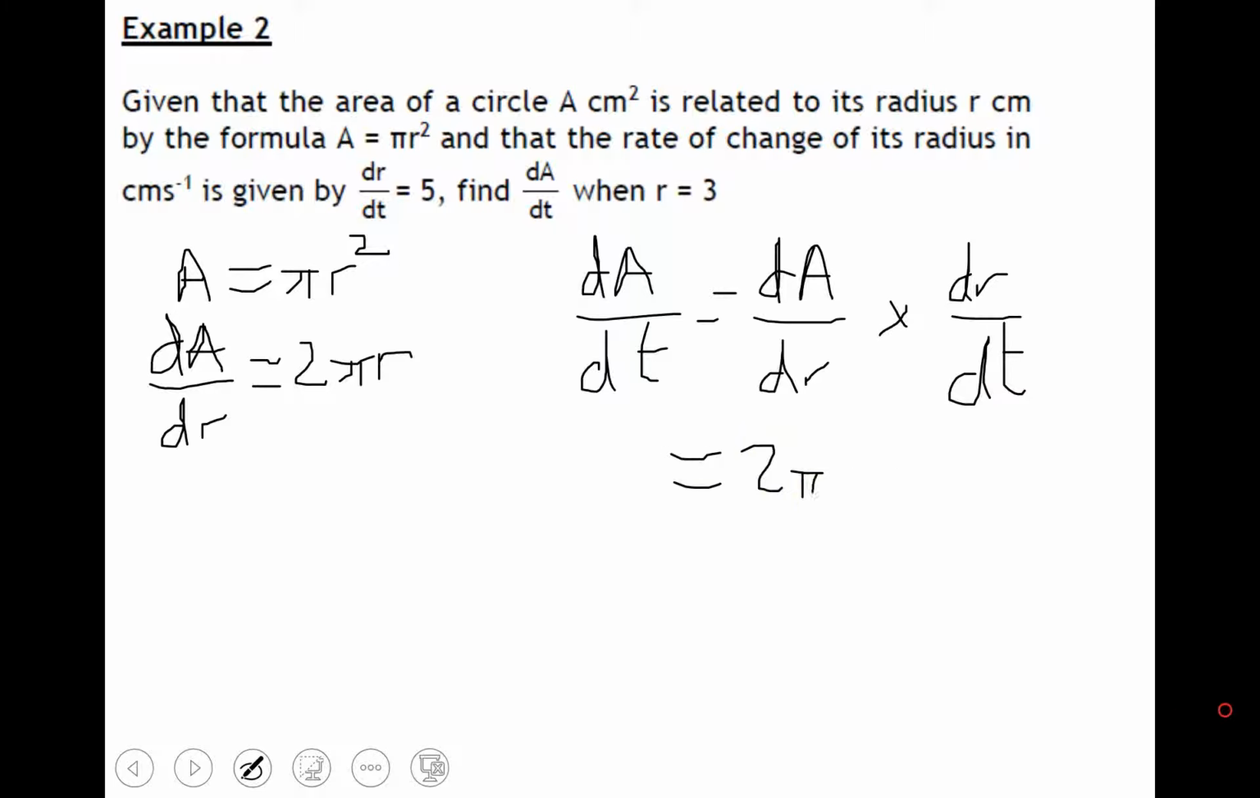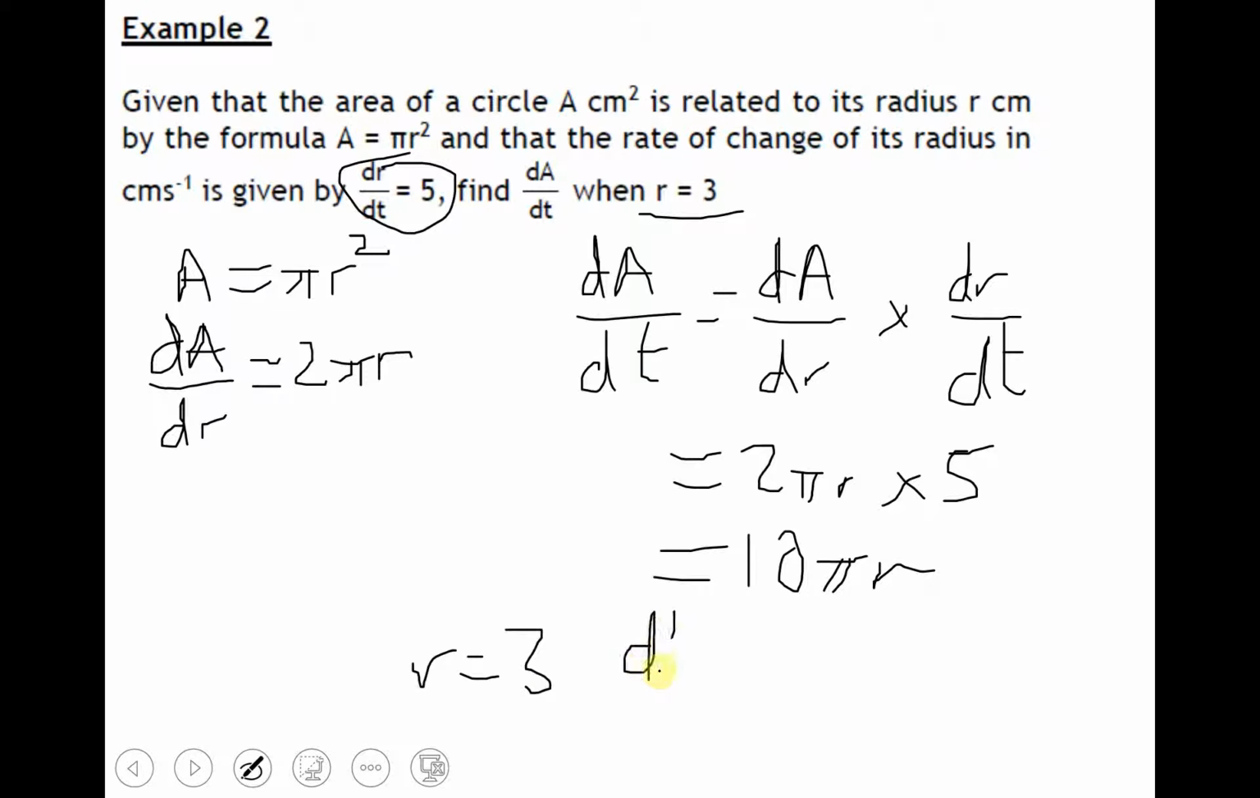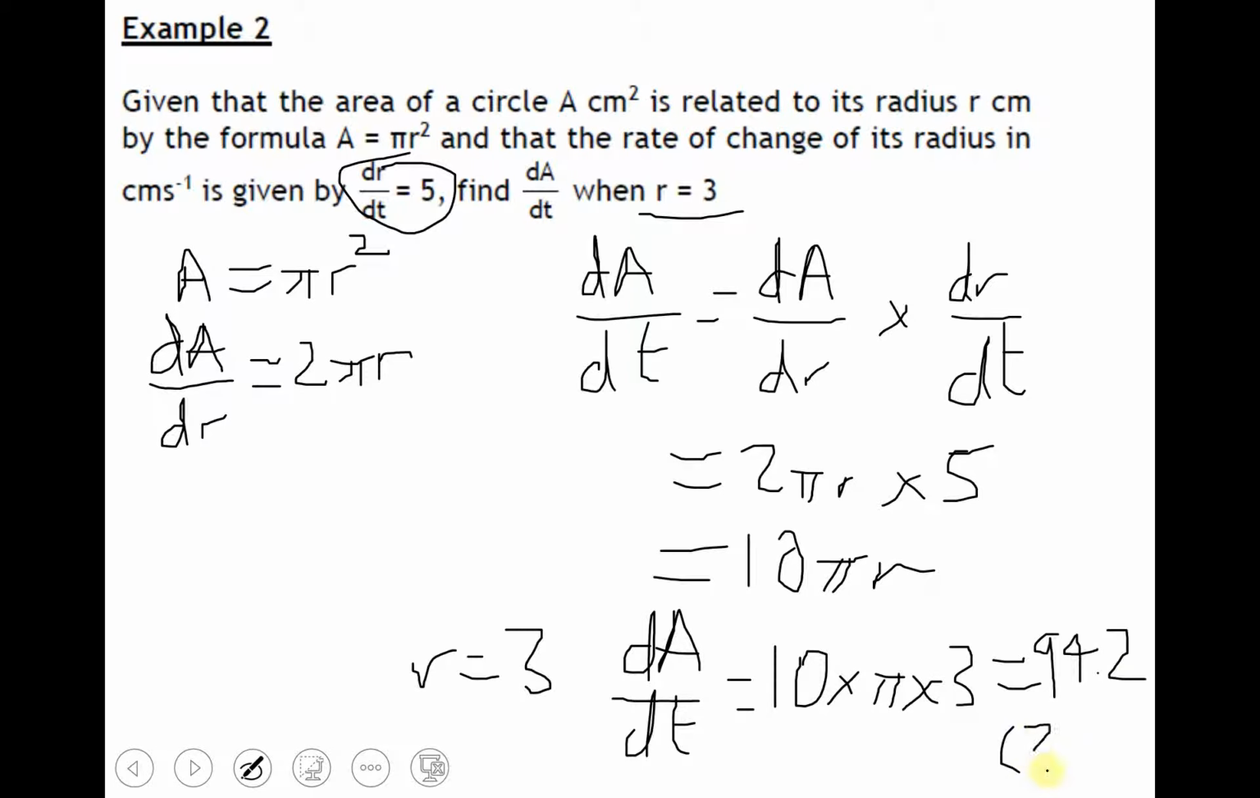So 2 pi r times 5, given that dr by dt is given in the question. We get 10 pi r. We want the answer when r equals 3. So dA by dt equals 10 times pi times 3. Gives us 94.2 to 3 significant figures. Or if we wanted exactly, 30 pi.